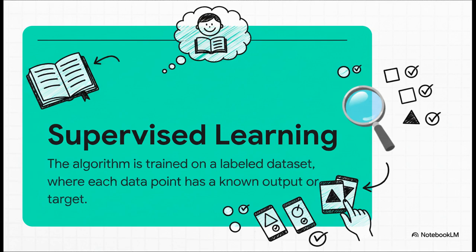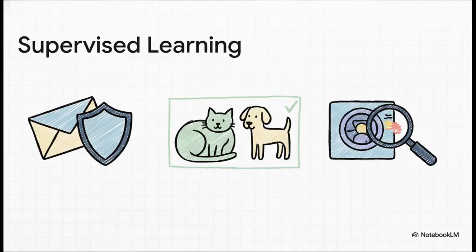That data is labeled, which is just a fancy way of saying we've given the machine the right answers to learn from. Remember our spam filter? That's a perfect example. It was trained on millions of emails that were already labeled spam or not spam. It's the exact same idea that lets a computer look at a photo and know if it's a cat or a dog, or even helps doctors spot diseases in medical scans.